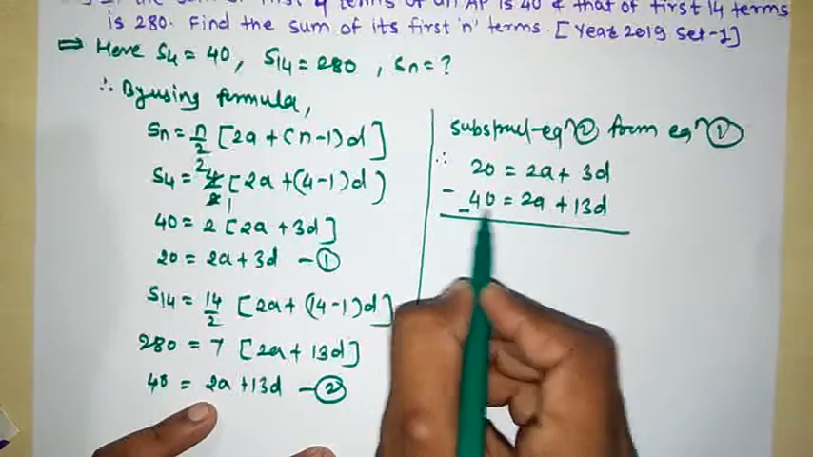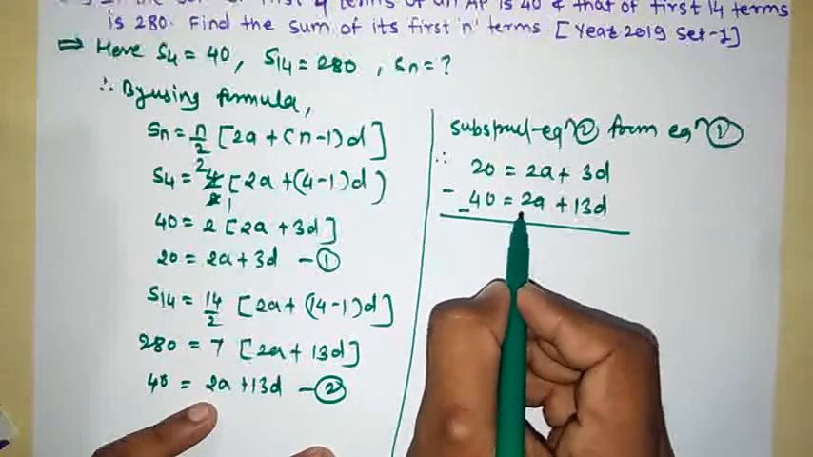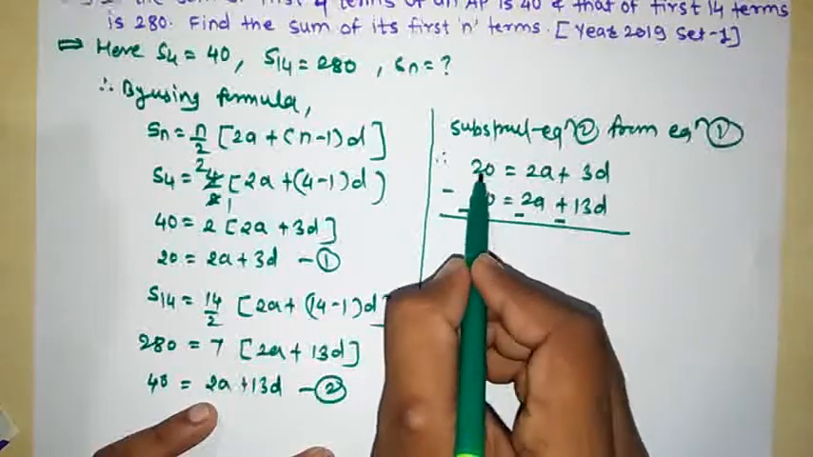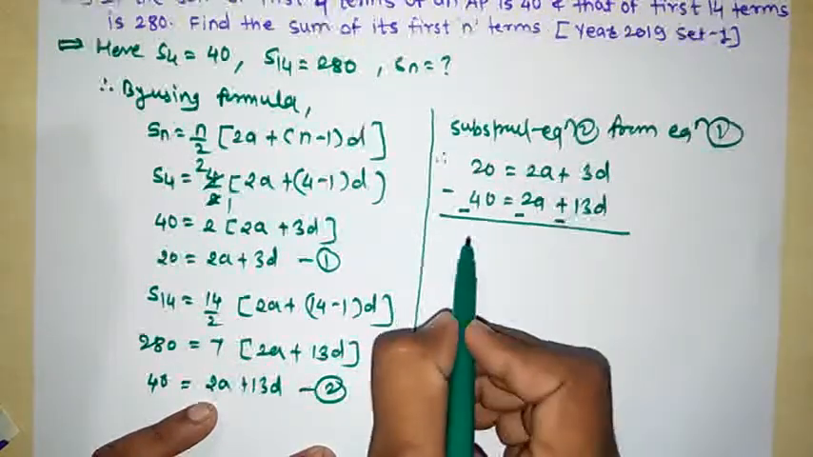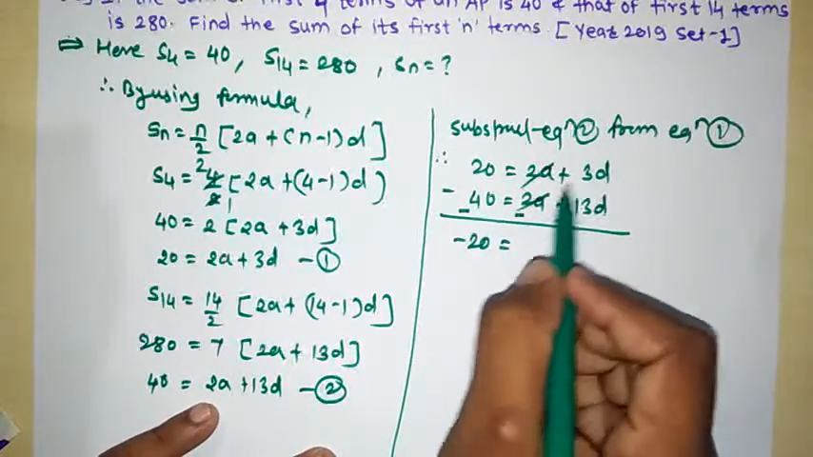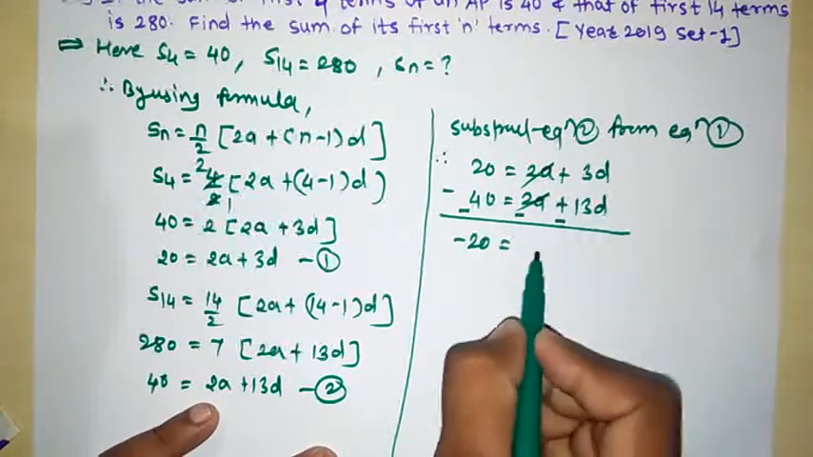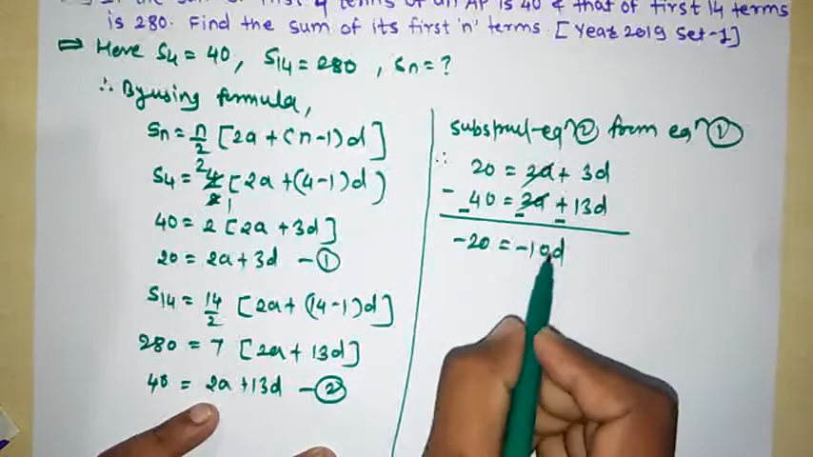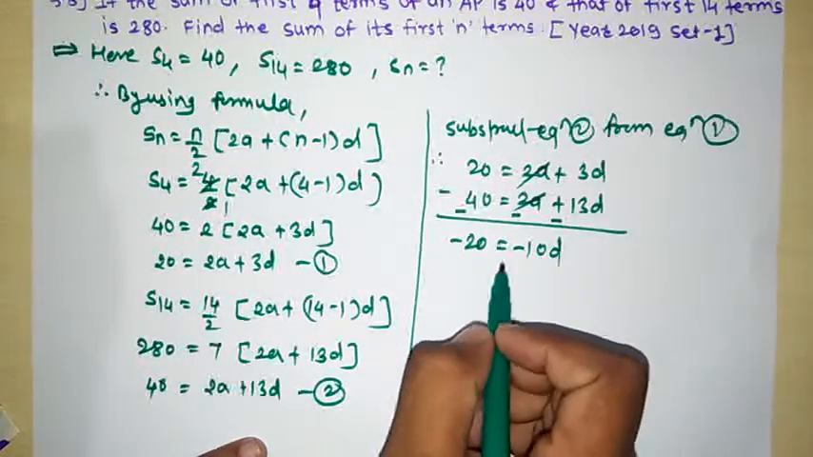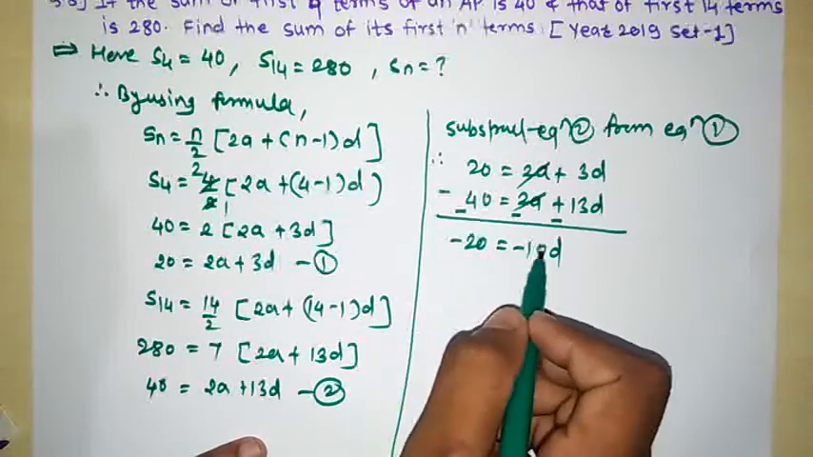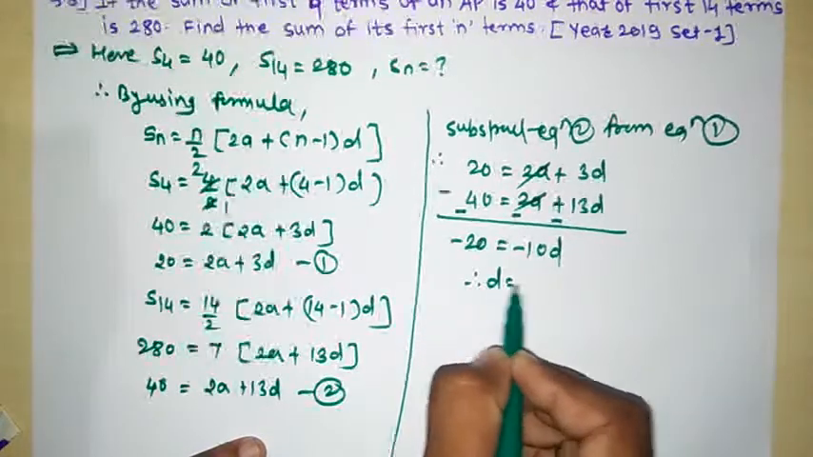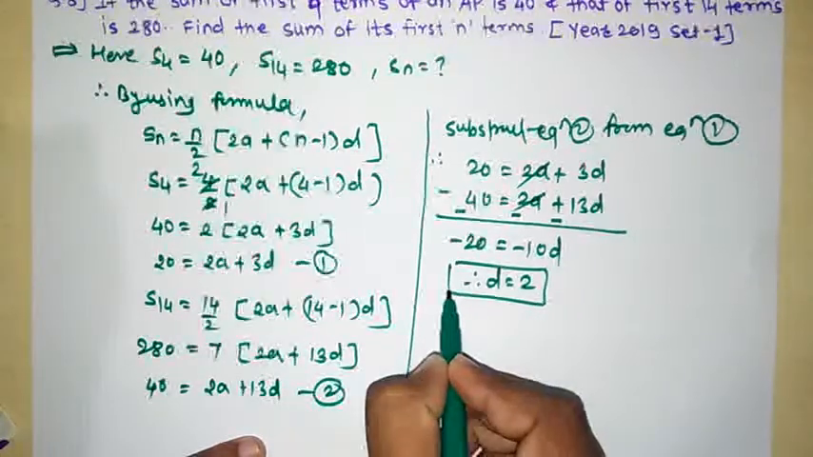If this 40 is positive it will become negative, this 2a is positive therefore it will become negative, 13d is positive it will become minus. 20 minus 40 is equal to minus 20, which is equal to 2a minus 2a, which gets cancelled. 3d minus 13d is equal to minus 10d. Now send this minus 10 towards the left hand side, it will go to the denominator and it will become minus 20 divided by minus 10 is equal to 2. Therefore d is equal to 2 here. We got d is equal to 2.